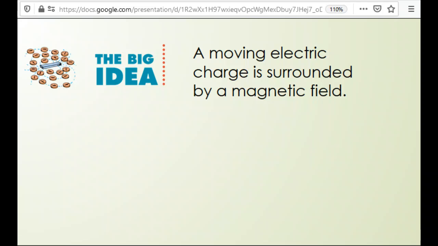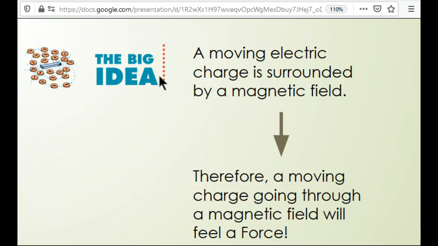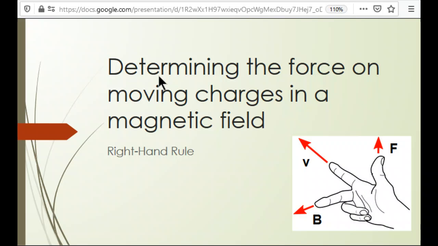A moving electric charge is surrounded by a magnetic field. What this means is that when you have a charge that's moving and it goes through another magnetic field created by a permanent magnet or some other thing, it will feel a force. We have this relationship between the velocity, or the direction that a charge is moving, the magnetic field, and the force. All three of these vectors are 90 degrees with respect to each other.